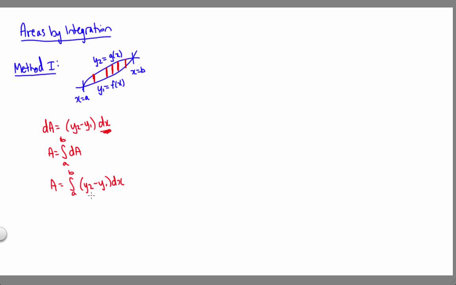And the final thing we'll need to do here is write y2 and y1 in terms of x, because we're integrating with respect to x. So if we look back up at our region here, y2 is g of x, y1 is f of x. So we can say that area is the integral from a to b of g of x minus f of x, all multiplied by dx. So that gives us one way to calculate the area of that region.